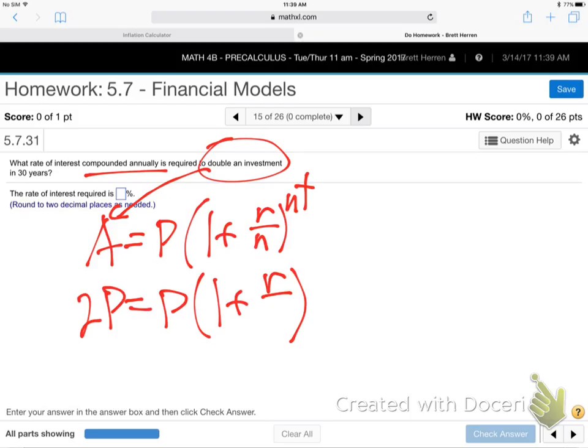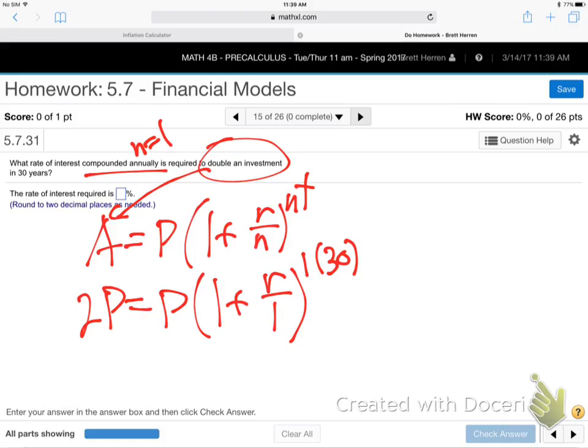What's that? Yeah, everybody see that? Right here, annually means once a year. It's compounded. N is the number of times compounded per year. So if it's annual instead of quarterly or monthly or daily, then that's just once a year. And then what's the T? 30. 30 years. Yeah, 30 years.